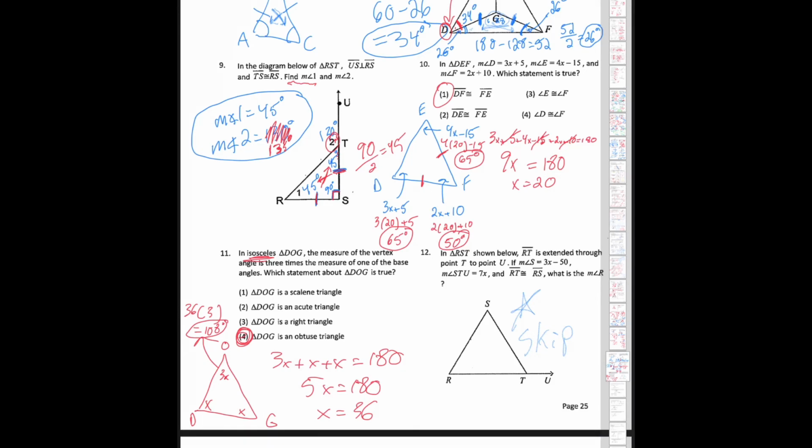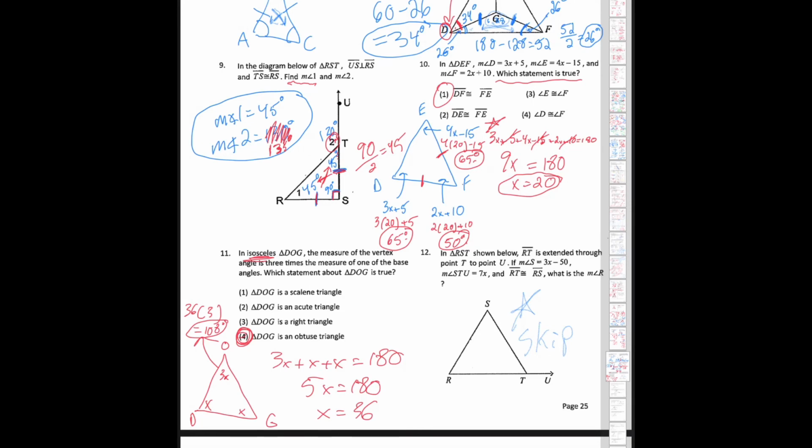Number 10, I get triangle DEF, and I have 3 labels for the angles. So I draw a picture here. It says, which statement is true? I need to find the measures of the angles to tell what's true. So what I need to do is add up all 3 and set them equal to 180 to solve for x. That work is here. I get x is 20, and then I plug back into all the angles. So when I plug back in, I get 65, 65, and 50 degrees.